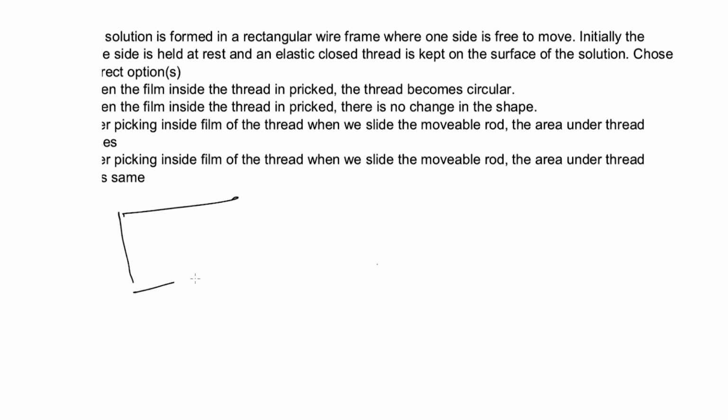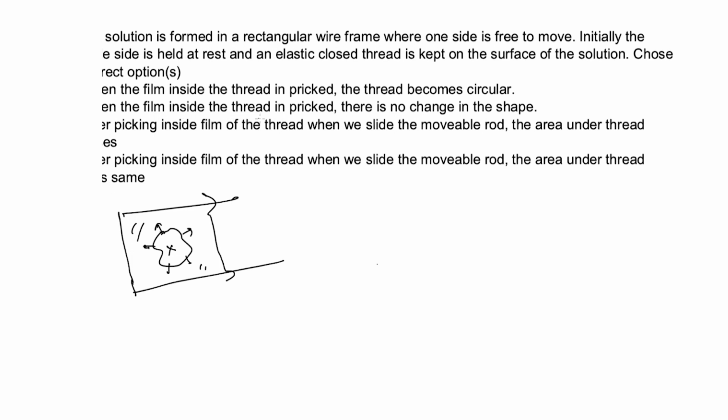So it is a rectangular wireframe. This side is movable. Initially, it is kept at rest. And in the soap solution, I have kept an elastic thread. When the film inside the thread is pricked, then definitely it will become circular because the surface tension forces are acting radially outward. So it will become circular. So option A is correct choice.